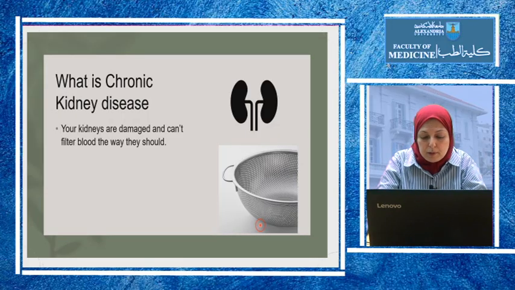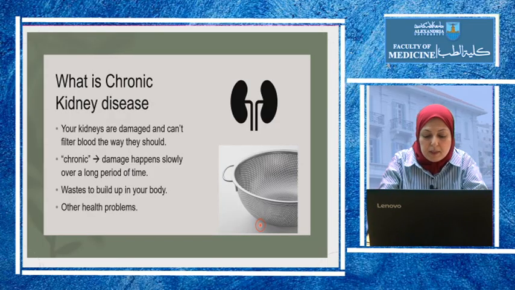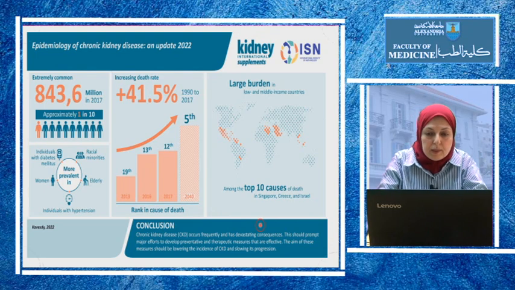It can't filter the blood the way they should. Chronic means that the damage happened slowly and over a long period of time, and because of this, wastes build up in your body and may cause health problems.